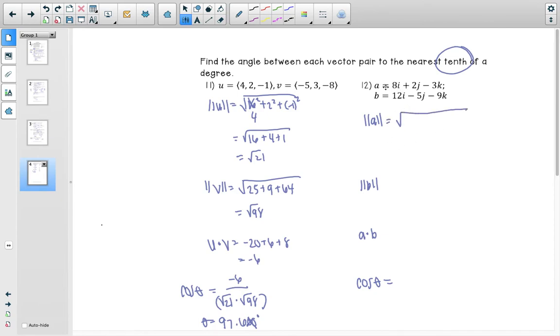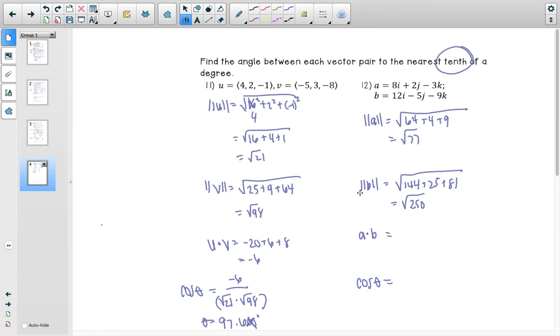So we're going to have the square root, we're going to take 8 squared, which is 64. 2 squared, which is 4, and that would be 9. So if we do 64 plus 4 plus 9, I did that wrong. Is square root of 77. If you did this one, you're going to do 12 squared, which is 144, -5 squared, which is 25, and -9 squared, which is 81. So 144 plus 25 plus 81 is 250.